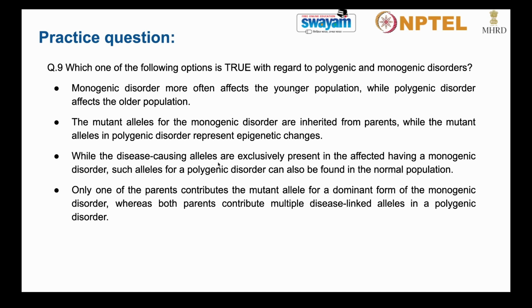Option 3 says while the disease causing alleles are exclusively present in the affected having a monogenic disorder, such alleles for a polygenic disorder can also be found in the normal population. And option 4 says only one of the parents contributes the mutant allele for a dominant form of the monogenic disorder, whereas both the parents contribute multiple disease-linked alleles in the polygenic disorder. So what do you think would be the correct answer to this question? It is quite clear from its name only, and we have just now discussed, so it would not be a difficult question for you.